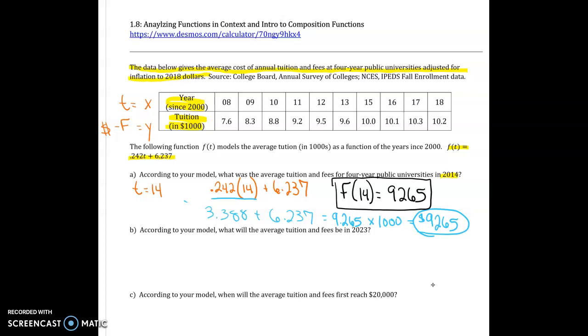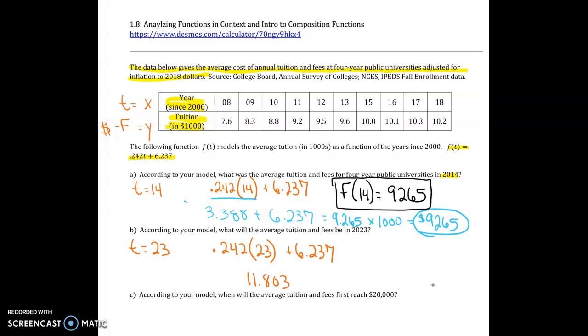So according to your model, what will the average tuition and fees be in 2023? So the same type of problem, except now 2023 is 23 years later. So I'm going to use the same equation. Put my 23 in. And then you can take a moment, you can type that into your calculator. And when you're done, you get 11.803. So again, this is our tuition.